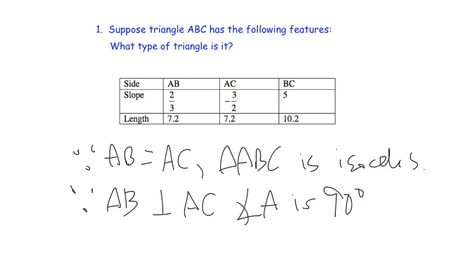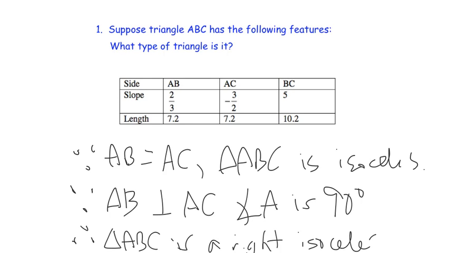So now we put it all together. I have an isosceles triangle with a 90-degree angle in it, therefore, triangle ABC is a right isosceles triangle. Okay, and that's it. So just using that information, I can write some statements here, and then make a logical deduction based on that evidence. All right, I'll see you in class. Have a good one.